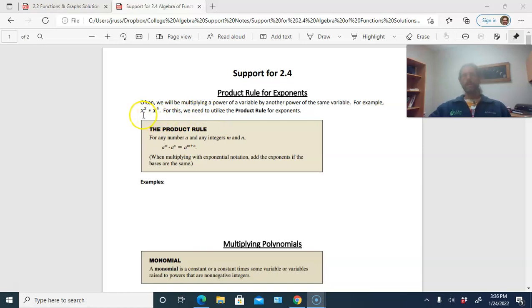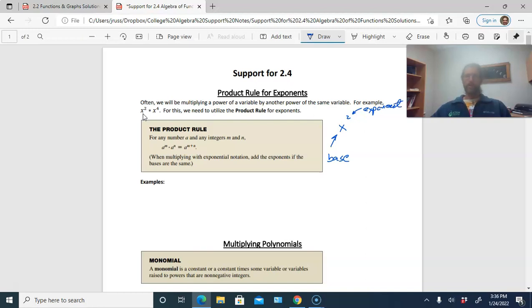So anytime, well, first of all, let me define a couple things. When you have an exponential expression, let's say x to the second power, the x is called the base, and then the 2 in this case is called the exponent.